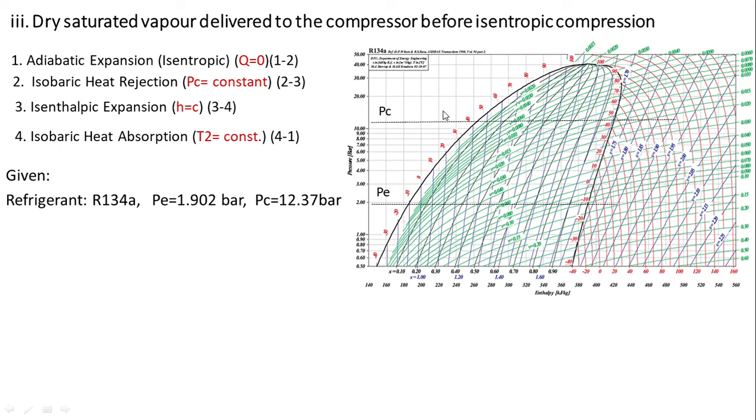Now there are two pressures. Which pressure line do you have to consider, the condenser pressure line or the evaporator pressure line? The simple thing is that before compression, the pressure will be less. So which pressure is less? That is the evaporator pressure. So the evaporator pressure and dry saturated vapor are there, so that point will be here. Here you have to mark point 1. So mark point 1 first.